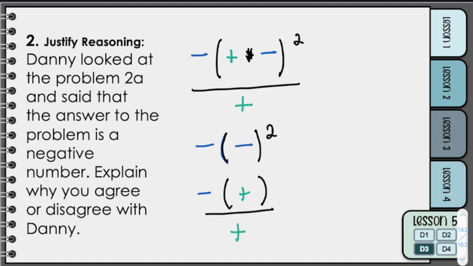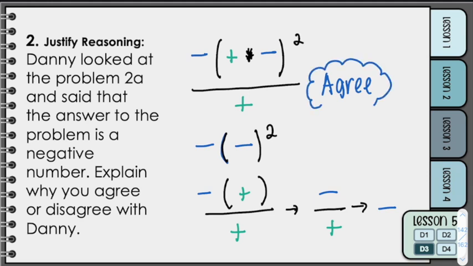All right, so let's move on. We have a negative times a positive will be a negative value, and it's still over a positive. So a negative divided by a positive will be a negative answer. So we would agree with Danny. The reason why, this would be justification showing your work, the process throughout the whole thing to find that your negative answer divided by a positive will be a negative.